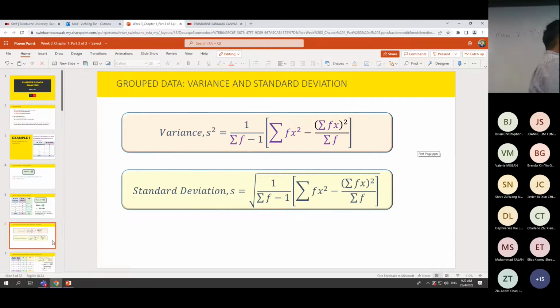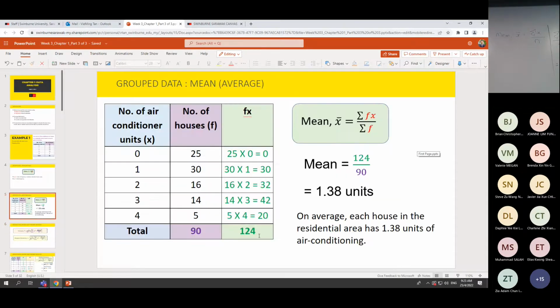Why do so? Because when we calculated the mean, remember we already had the total f value, which is 90. We already have the answer for this part. Total fx, we already have the answer as well from when we calculated the mean value, which is the fx value that we calculated just now, 124, right? We already have the answer.